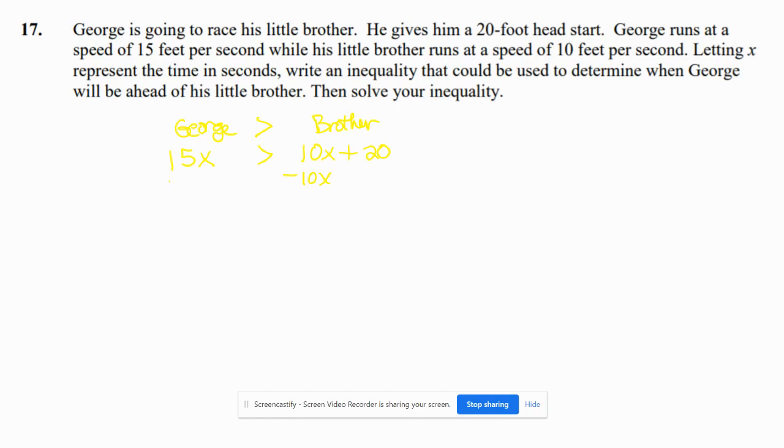We can subtract 10x from both sides. That's going to give us 5x is greater than 20. Divide both sides by 5. x will be greater than 4. So it will take George 4 seconds or more to catch up to his brother.